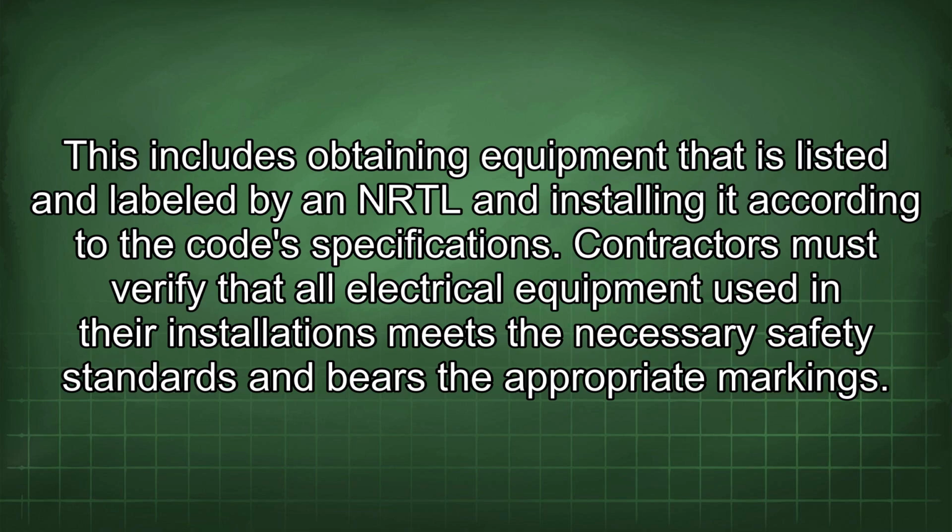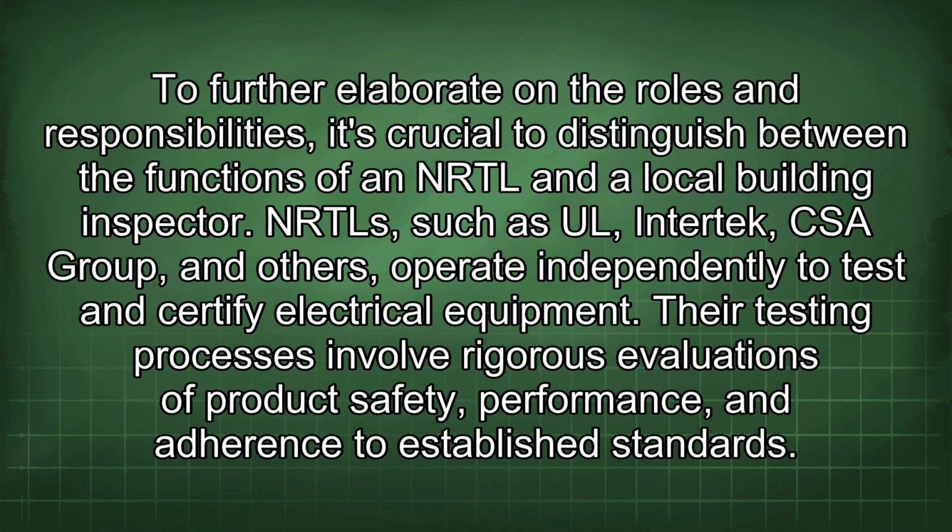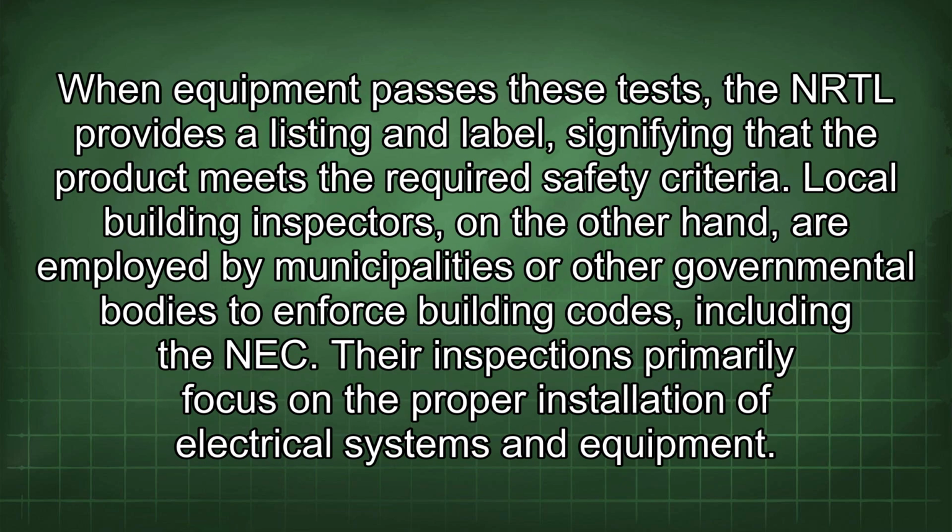Contractors must verify that all electrical equipment used in their installations meets the necessary safety standards and bears the appropriate markings. To further elaborate on the roles and responsibilities, it's crucial to distinguish between the functions of an NRTL and a local building inspector. NRTLs, such as UL, Intertek, CSA Group, and others, operate independently to test and certify electrical equipment. Their testing processes involve rigorous evaluations of product safety, performance, and adherence to established standards. When equipment passes these tests, the NRTL provides a listing and label, signifying that the product meets the required safety criteria.